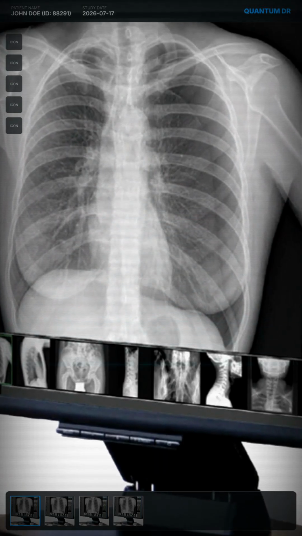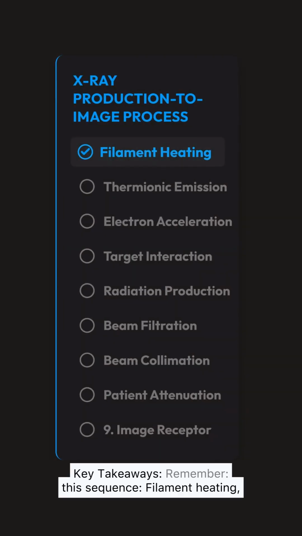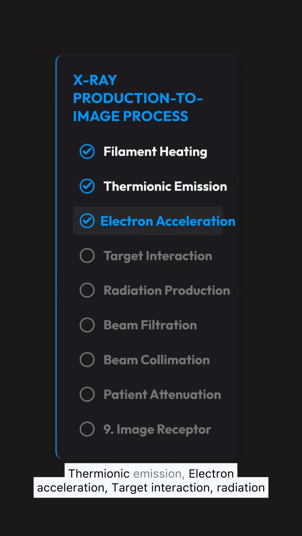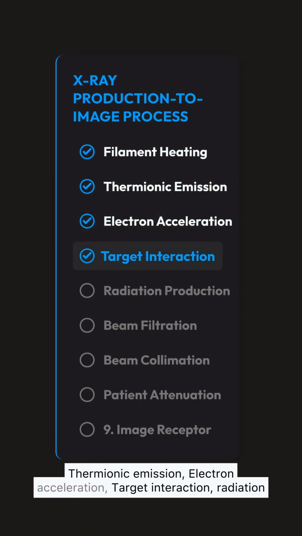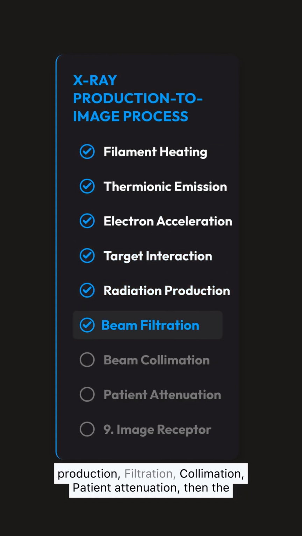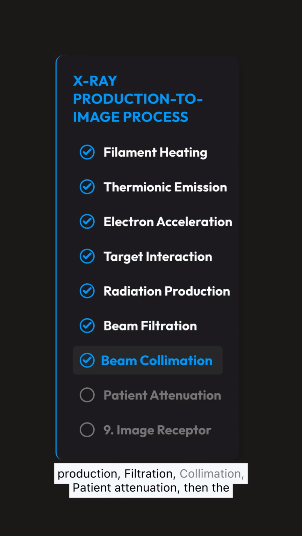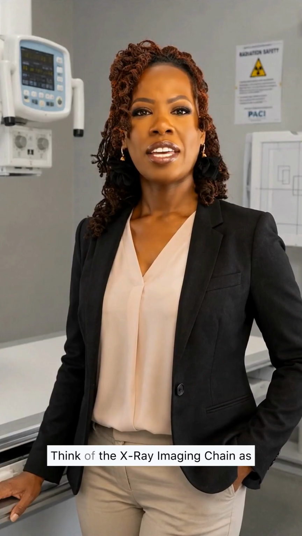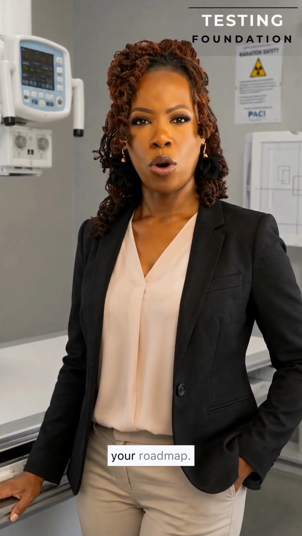Key takeaways: remember this sequence: filament heating, thermionic emission, electron acceleration, target interaction, radiation production, filtration, collimation, patient attenuation. Then the remnant radiation reaches the image receptor. Think of the X-ray imaging chain as your roadmap.